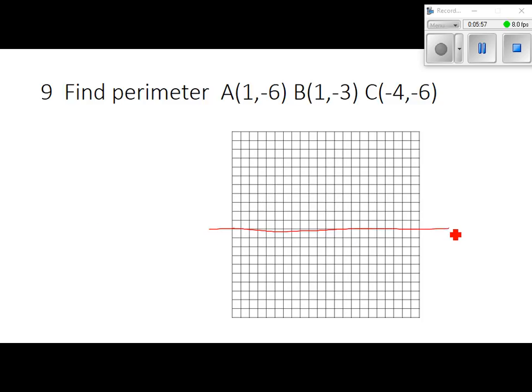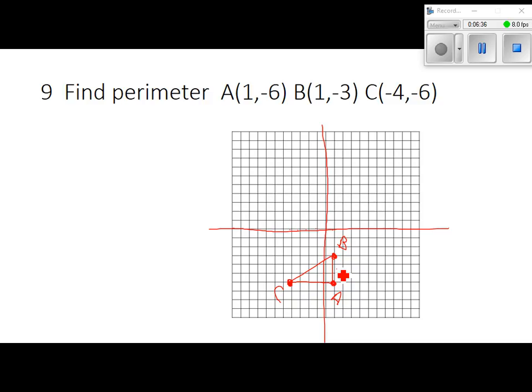Number 9, find the perimeter. Gotta graph this. I'm gonna graph it real quick. A is 1, -6, so you go to the right 1, down 6. That's A. B is 1, -3. And C is -4, -6. That's our triangle. We want the perimeter of that triangle.